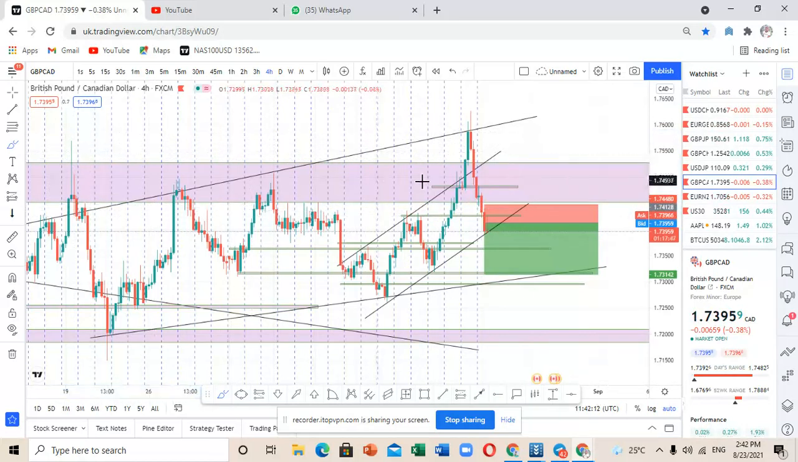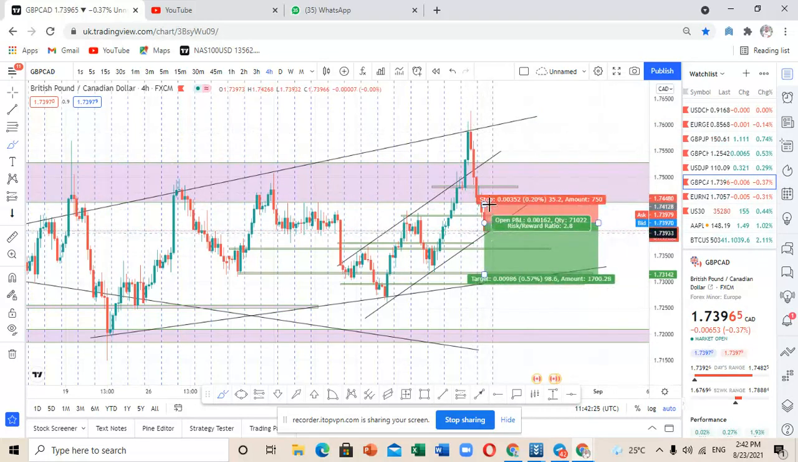The last week we had several movements to the upside. You can see that we had a move to the upside to this trend line that is here, and then the market started moving towards the downside. So you can see that currently the market is still moving towards the downside. You can see this short position that I am in currently. Actually, I'm in this trade.